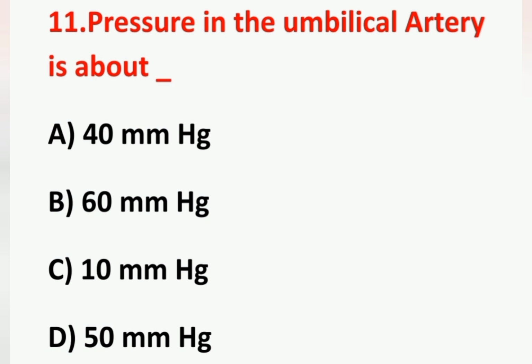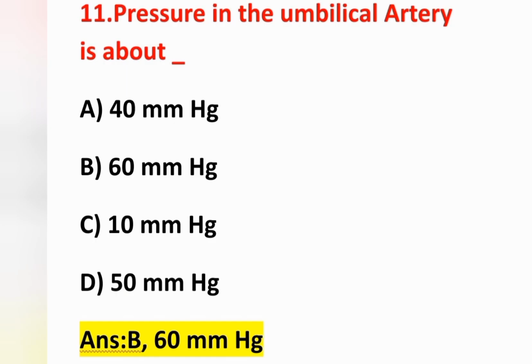The next question, pressure in the umbilical artery is about. Options are option A 40 mmHg, option B 60 mmHg, option C 10 mmHg and option D 50 mmHg. Correct answer is option B 60 mmHg, pressure in the umbilical artery. There are two umbilical arteries. This umbilical artery carries impure blood from the fetus. Here our question is the pressure in the umbilical artery, which is 60 mmHg.